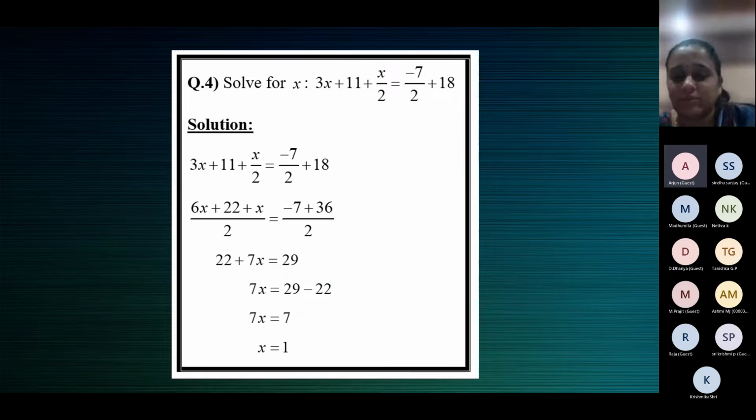Yes, if you have not got one, please take down the answer. Ma'am, I totally forgot about taking LCM and just transposed everything, ma'am. That's why I got 7/5.